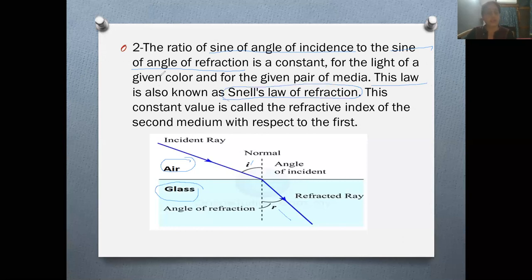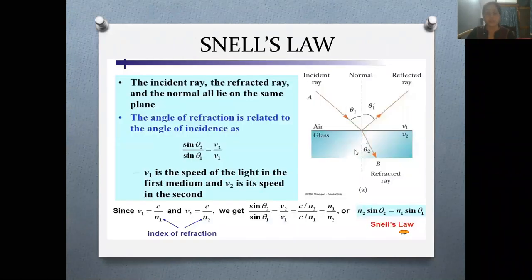Means the first part is the incident ray, normal, and refracted ray at the point of incidence all lie in the same plane. And the second point is the ratio of sine i to sine r is constant. Constant means n. N is the refractive index. This is also known as Snell's law. So Snell's law is nothing but the law of refraction. If somebody asks what is Snell's law?